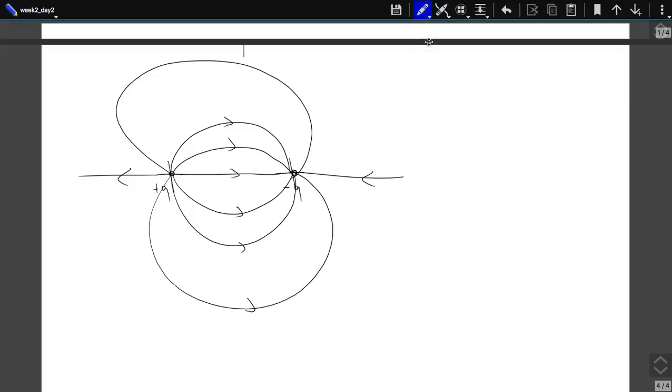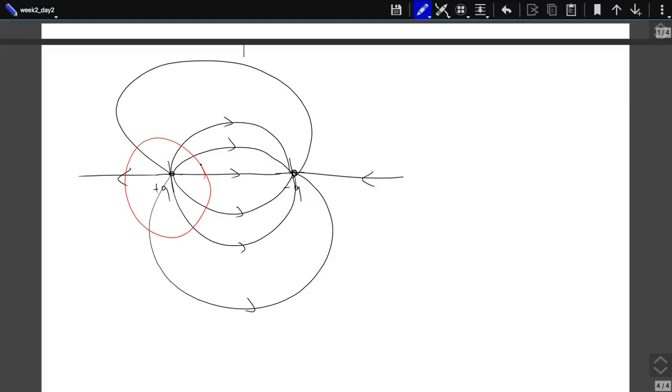Let me just now imagine some spheres. Here I have a sphere. I will count the number of electric field lines that pass through the sphere. If an electric field line goes from inside to the outside, I will just count plus 1. If an electric field line goes from outside to inside the sphere, I will count it as minus 1. Agreed?